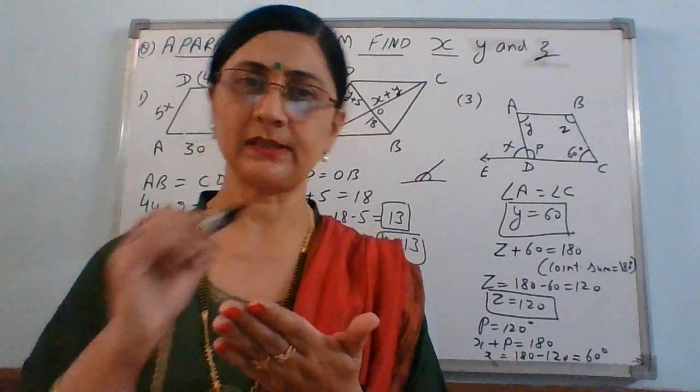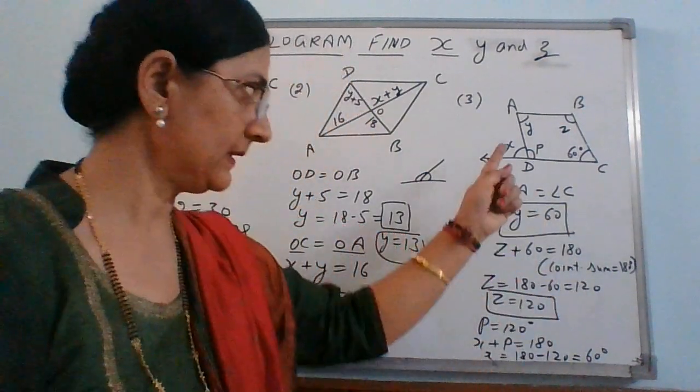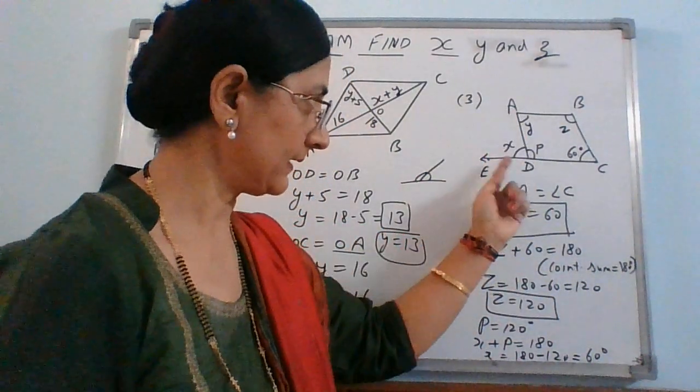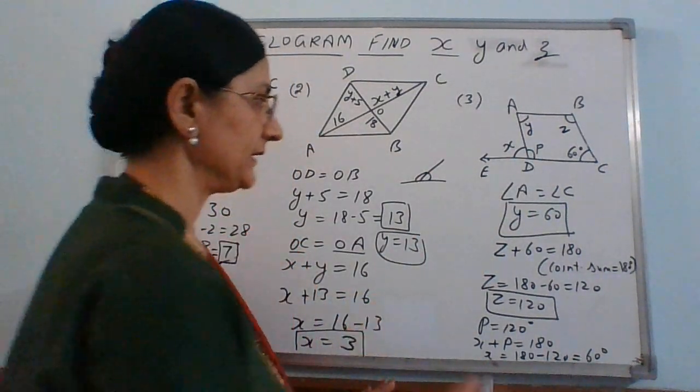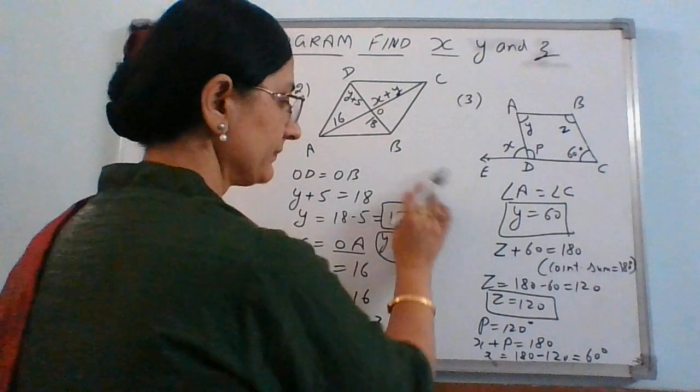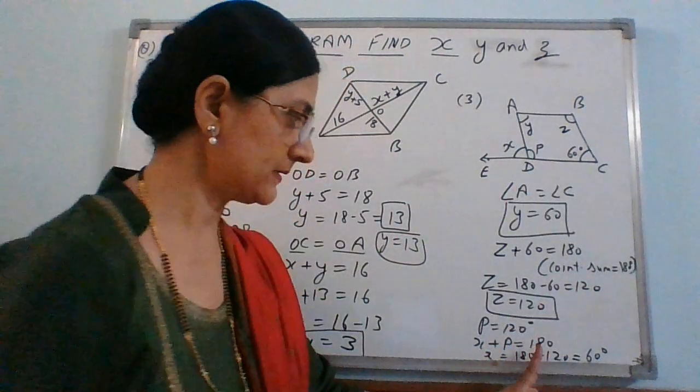There can be two angles there, or even 3 angles. So here, this is a straight line, right? Here there are two angles, and that is called a linear pair, right? So you have a linear pair here. So x plus p is 180.